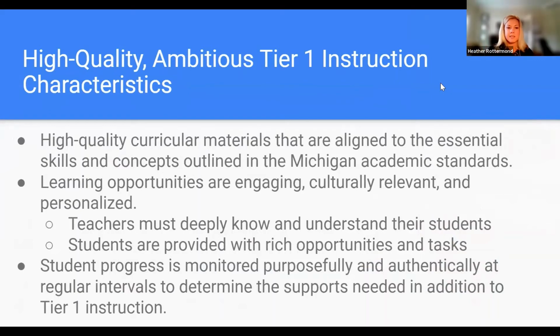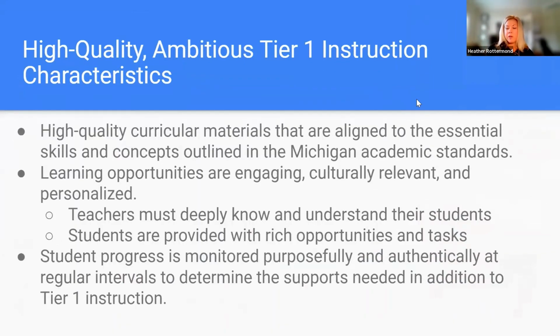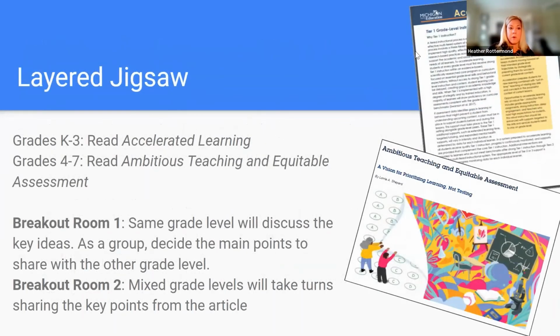Oh, go back one more slide, Cindy. So if you are a K3 teacher, just put K3 right in front of your name. If you are a 4 through 7 teacher, go ahead and put 4 through 7 in front of your name. I'll model this for you. I'm going to click on the 3 dots on my picture on the screen, click rename, and put 4 through 7 because I am a former middle school teacher. And then I'm going to click change.